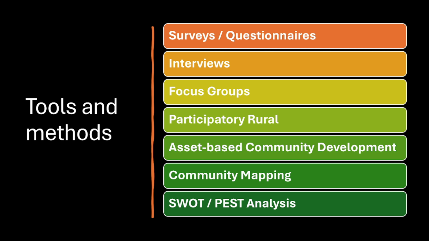Participatory rural and urban appraisals. These are techniques like mapping, ranking, and seasonal calendars. Asset-based community development focuses on what the community already has, skills and networks, rather than only the deficits or the needs. Community mapping, which means visual maps of resources, infrastructure, or social hubs. SWOT or PEST analysis, understanding strengths, weaknesses, opportunities, threats, and the political, economic, social, and technological aspects of development.